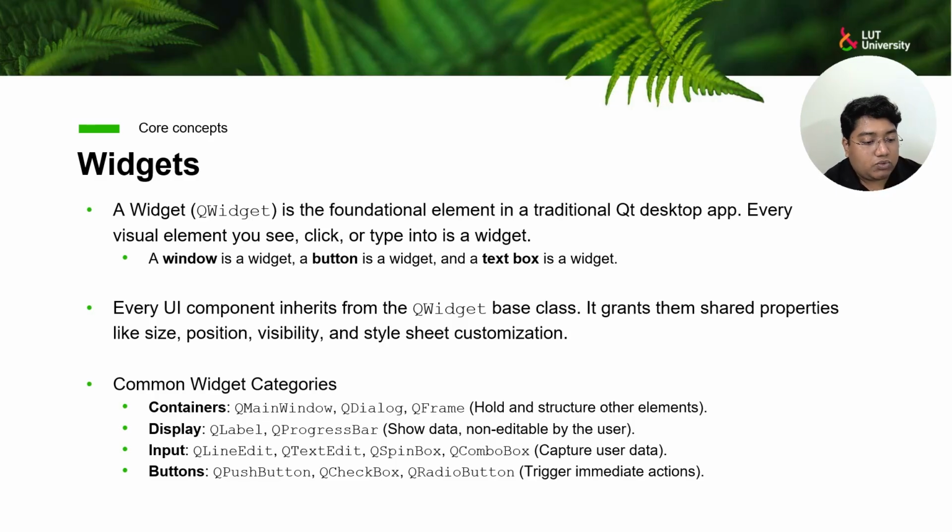Qt organizes widgets into several broad categories. Containers such as QMainWindow and QDialog are used to organize other widgets. Display widgets like QLabel simply present information to the user. Input widgets such as QLineEdit or QComboBox allow the user to provide information. And finally, button widgets trigger actions when the user interacts with them.